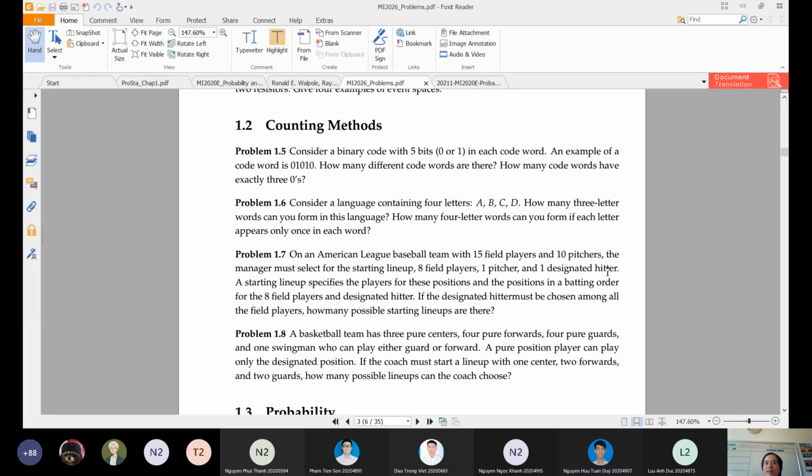Okay. And the second part, how many 4-letter words? I think we could choose, each letter appears only once. Yeah, 24 ways. That's the 4 permutation, okay? Yeah. You mean 4 permutation. And how many is the final answer? 24. Yeah. Okay, thank you.